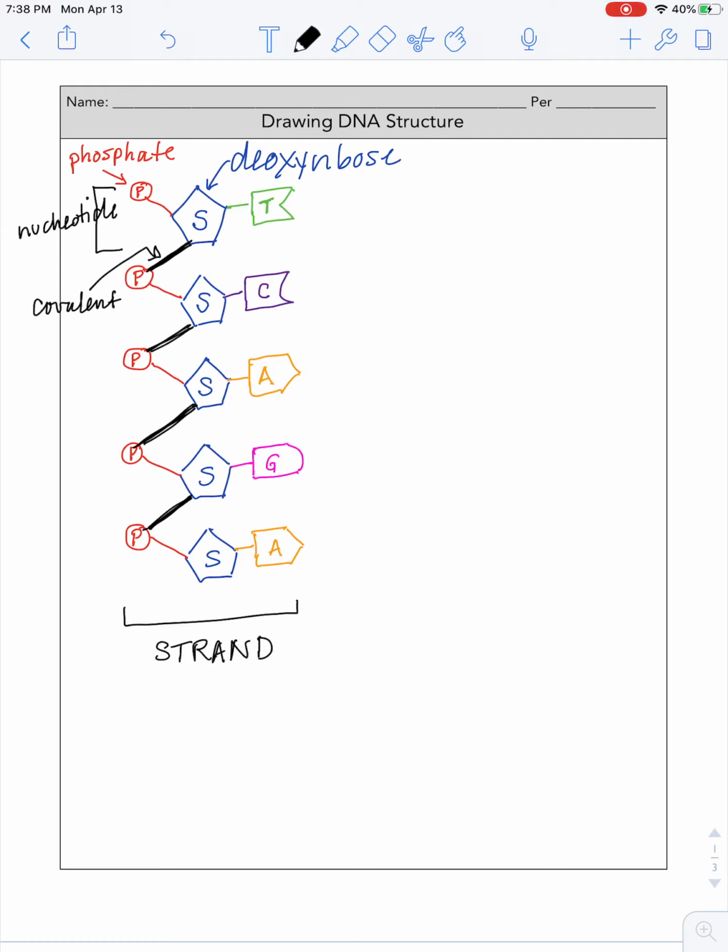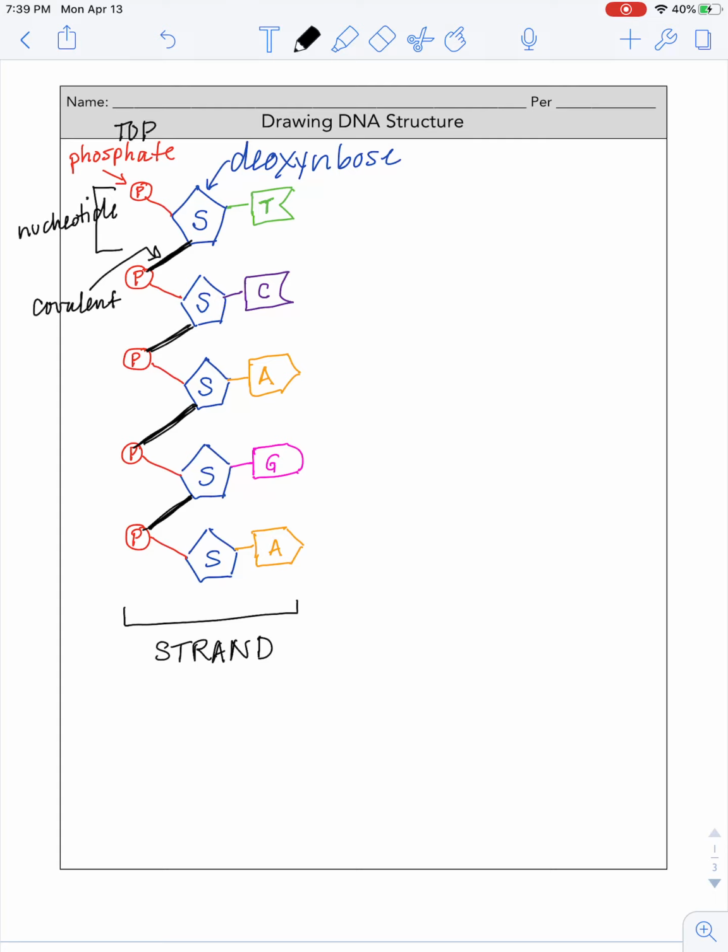Now, a strand is basically one side of the molecule. Now, the molecule itself is oriented with a top and a bottom. So the top is right up here.